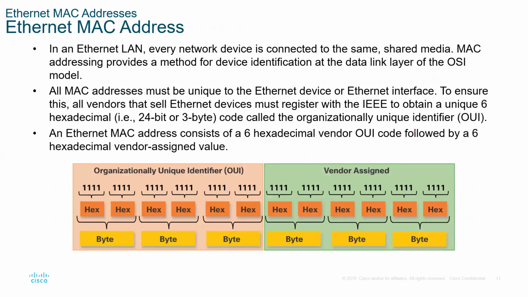Ethernet MAC address. In an Ethernet LAN, every network device is connected to the same shared medium. MAC addressing provides a method for device identification at the data link layer of the OSI. Let that not be, I was wrong. For IPv4 and IPv6 representation, I didn't understand. Okay, so I'm saying, let's go back.